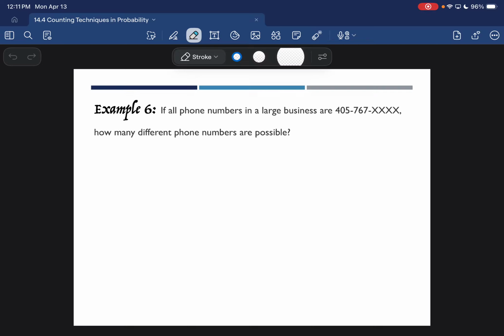Okay, so here's an example. We have phone numbers in a large business. They start out with 405767, okay? So there's 4 more numbers at the end, and it wants to know how many different phone numbers are possible. So we have 4 strategies. We have fundamental principle of counting. We have permutation of like objects, permutation of unlike objects, and combinations. So which one do you think this might be, or ones if you think there's more than one? Any thoughts?